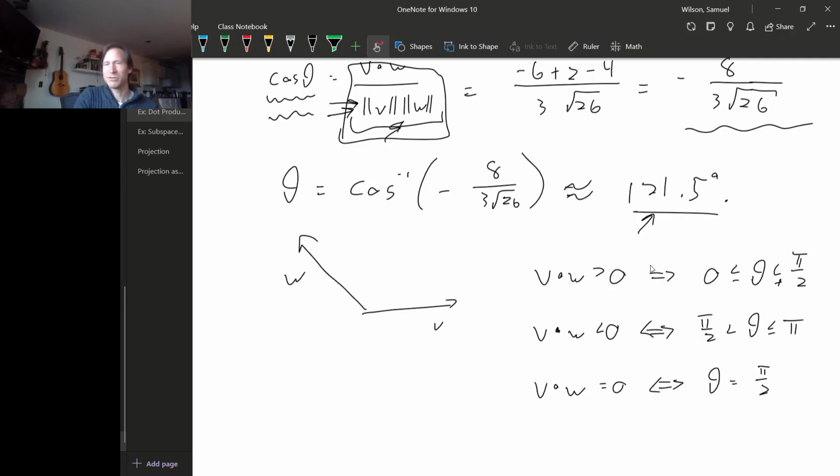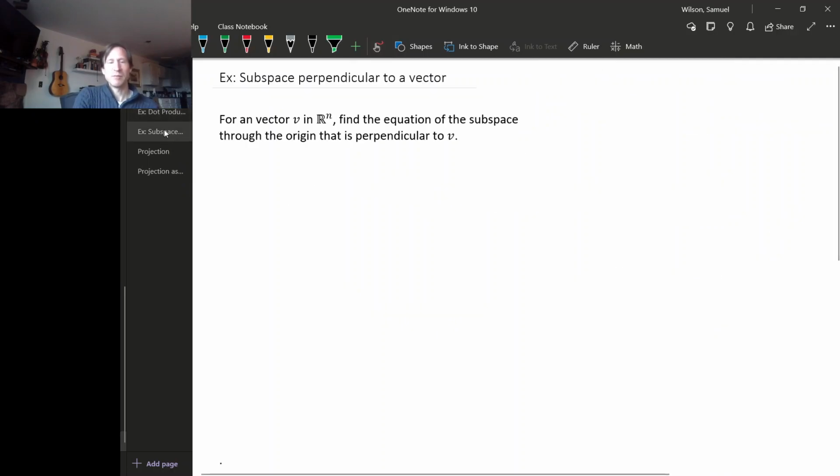In fact, all of these go the same way. So you see, even just looking at the sign of the dot product tells you whether the vectors point generally in the same direction, generally in opposite directions, or exactly perpendicular. So the dot product is a really powerful tool for figuring out geometry in high-dimensional Rn, where we're completely unable to visualize what's going on because there are just too many dimensions. Let's look at one more example of using the dot product.